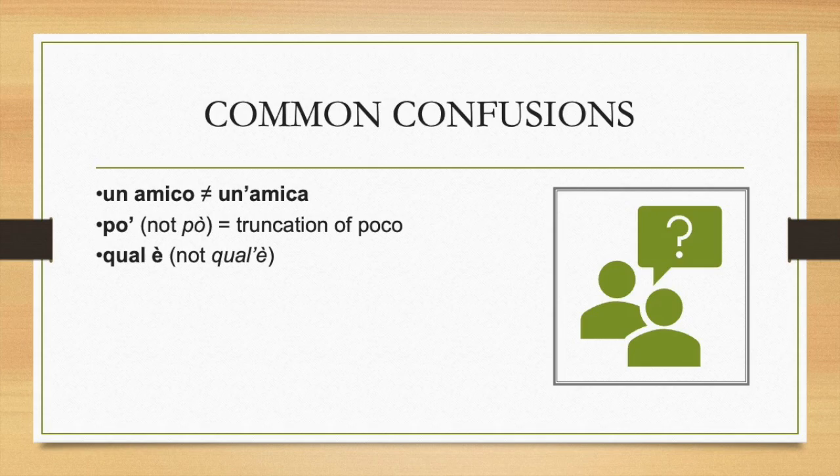Let's see another point. Qual è, without the apostrophe, not qual'è with the apostrophe. This is a classic mistake, even in Italy. People often write qual'è thinking it's an elision, but the correct form is qual è without apostrophe, because qual is already a truncated form of quale. There's no vowel to drop here, so no apostrophe is needed.